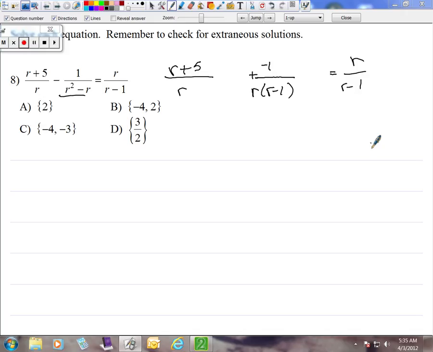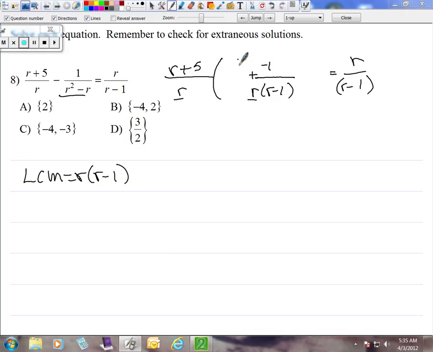Now, it should be pretty obvious to you that this r is a monomial factor. So our least common multiple has an r. And then this is not the same r here in the parentheses. These r's are part of a binomial, so they're not factors in themselves. They are part of a binomial factor, the whole thing. So here we go. Least common denominator, or least common multiple, is r times r minus 1.